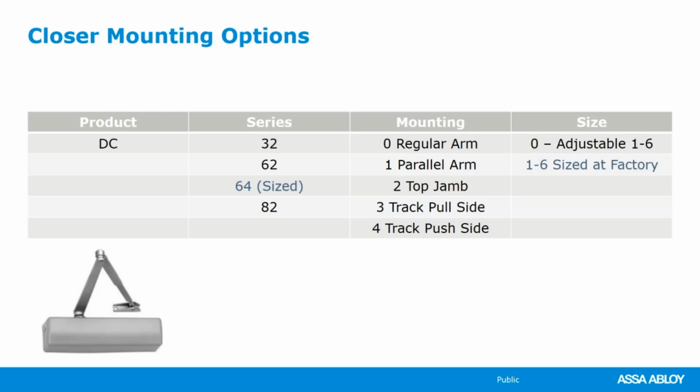The last digit, if it's a 0, it is adjustable in the field from 1 to 6. If it is a 1, 2, 3, 4, 5, 6, that is adjusted at the factory to that size. And if you buy a sized closer, the spring is designed for that size, you have an adjustability up one size and down one size. There are still specifications out there that call for size closers. So what we're showing you there is a 3200.